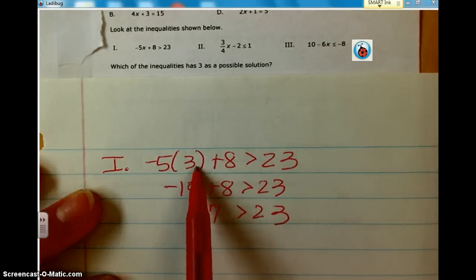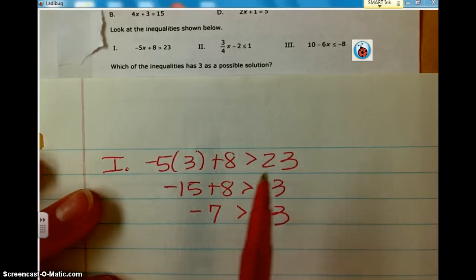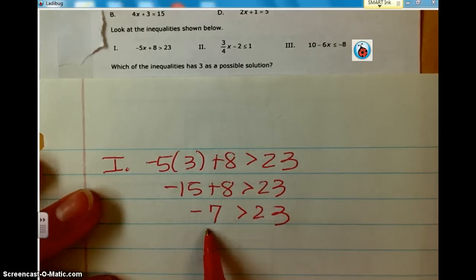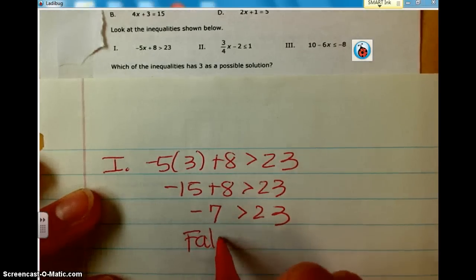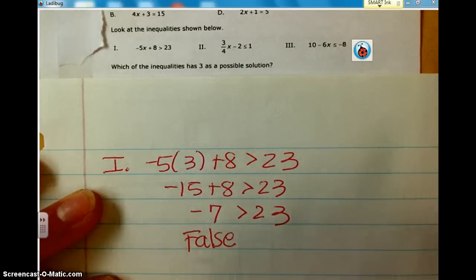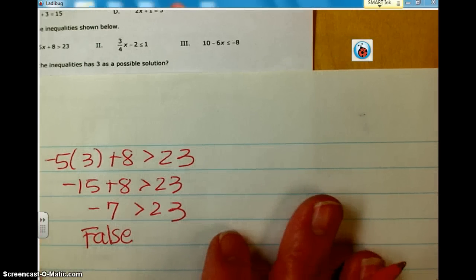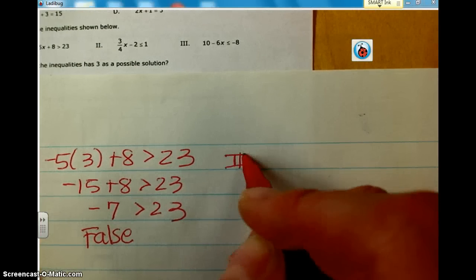When I multiply -5 times 3, I get -15. I add that to 8, and I get -7. Is -7 greater than 23? And the answer is no. So this inequality is false, and that means that 3 is not a possible solution. So let's try the second one.